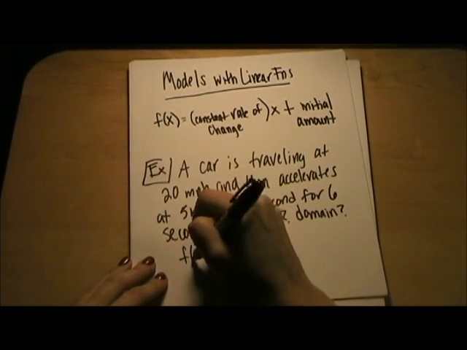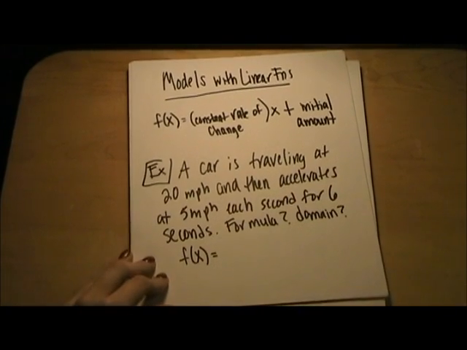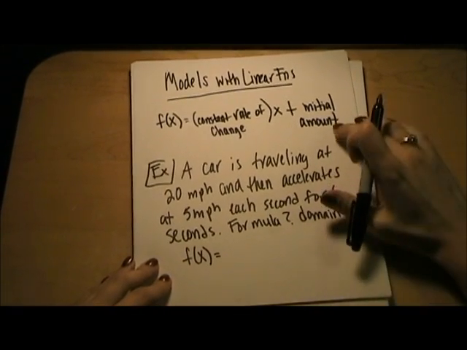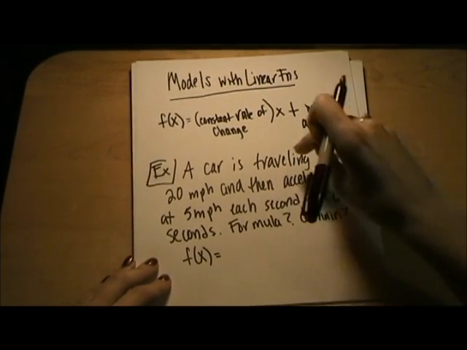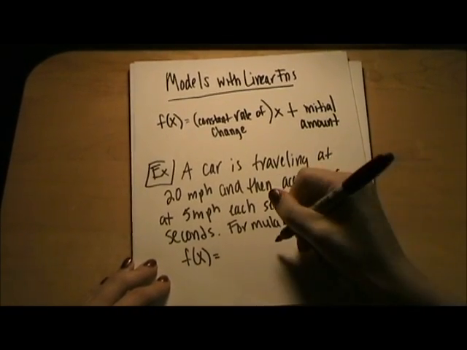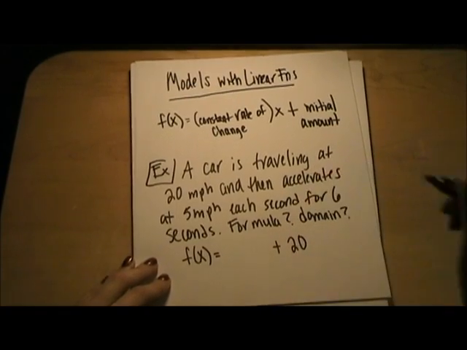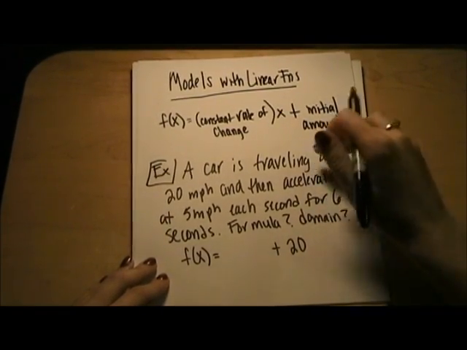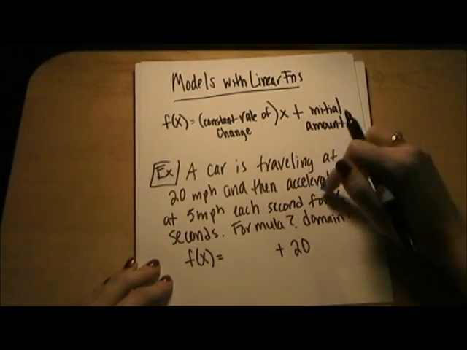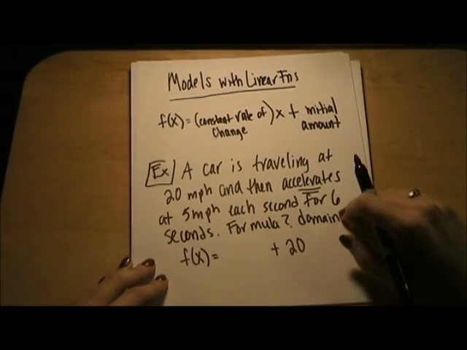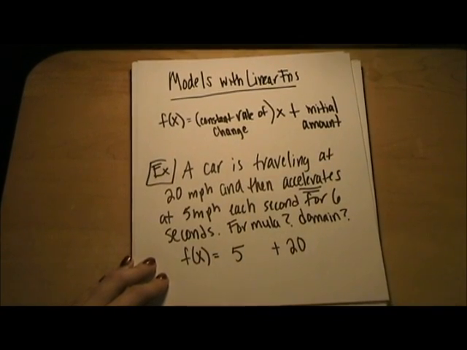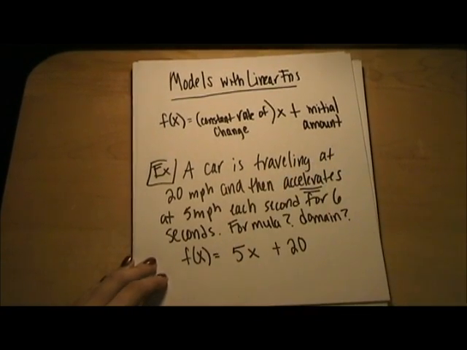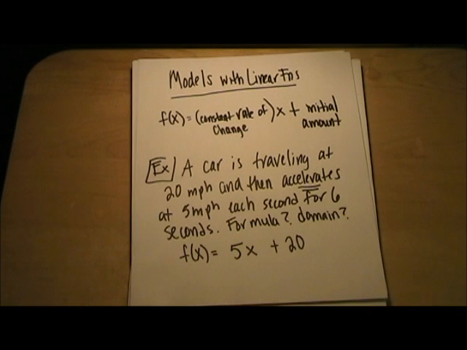So our formula is going to be f of x equals, it's easier, I think, to look at the initial amount first. What is the initial amount here? Initially, the car is traveling at 20 miles per hour, so we're going to have plus 20. And then our constant rate of change, accelerating, means we're going faster at 5 miles. So 5 is going to be our constant rate of change times x. So our equation is f of x equals 5x plus 20.